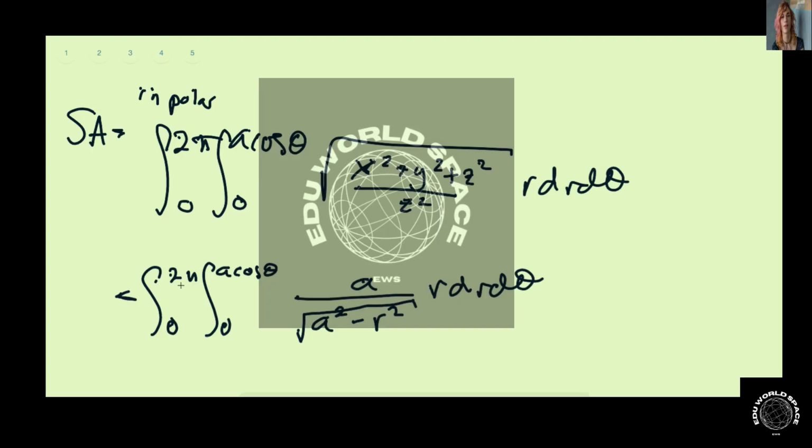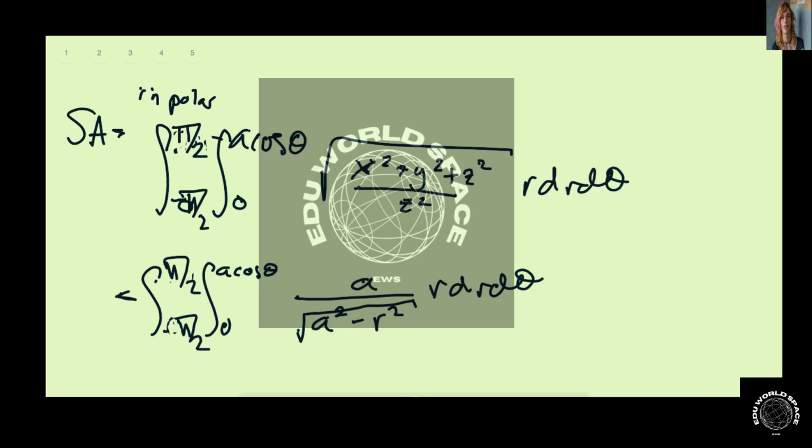So pardon this business here. I'm so used to writing 2 pi, but it's pi over 2, negative pi over 2, negative pi over 2, and pi over 2.